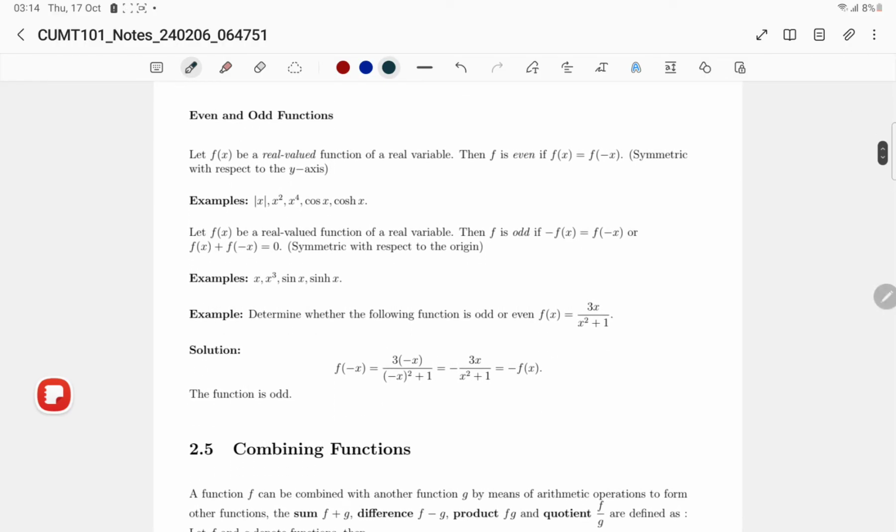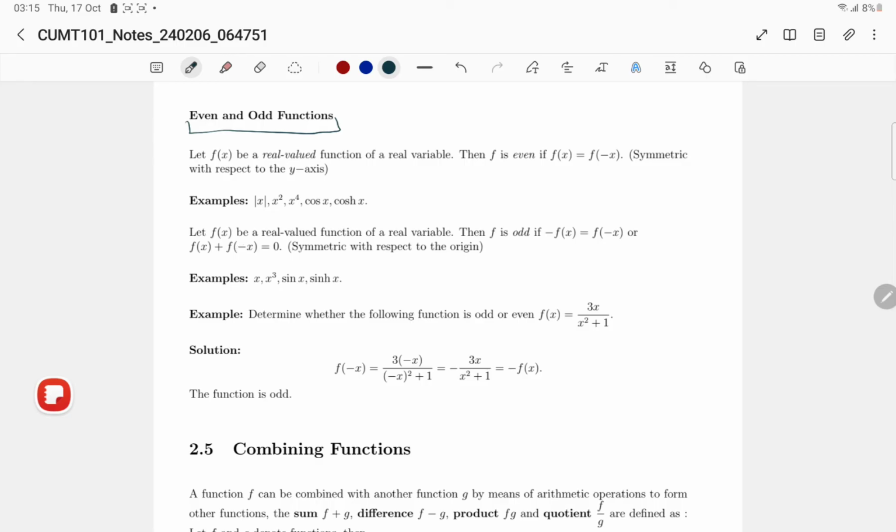There is also what we call even and odd functions. Let f be a real valued function of a real variable, then f is even if f of x is equal to f of minus x, symmetric with respect to the y-axis. Examples: modulus of x, x squared, x to the power 4, cos x.